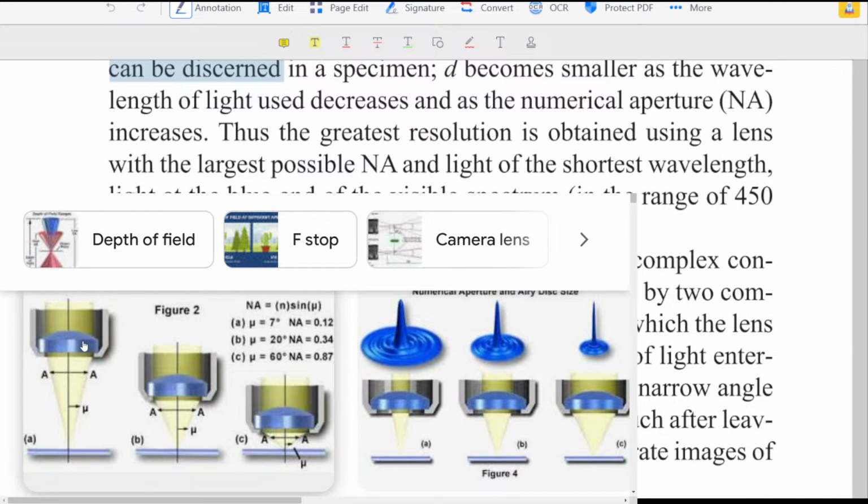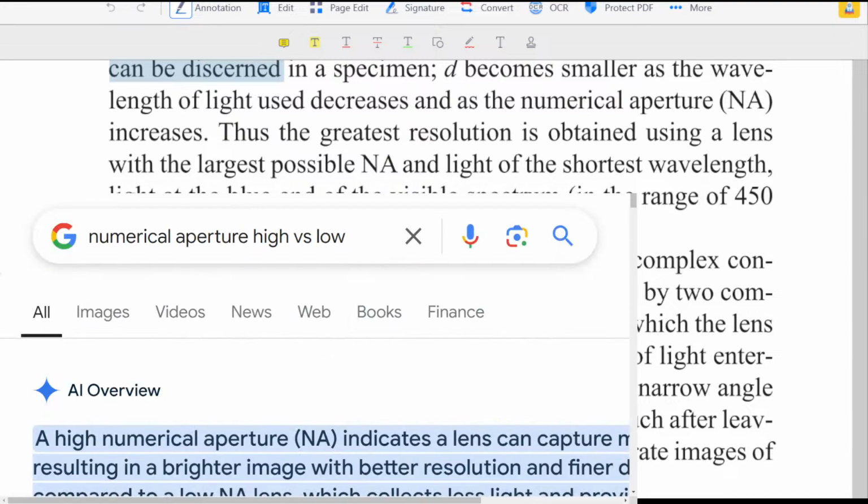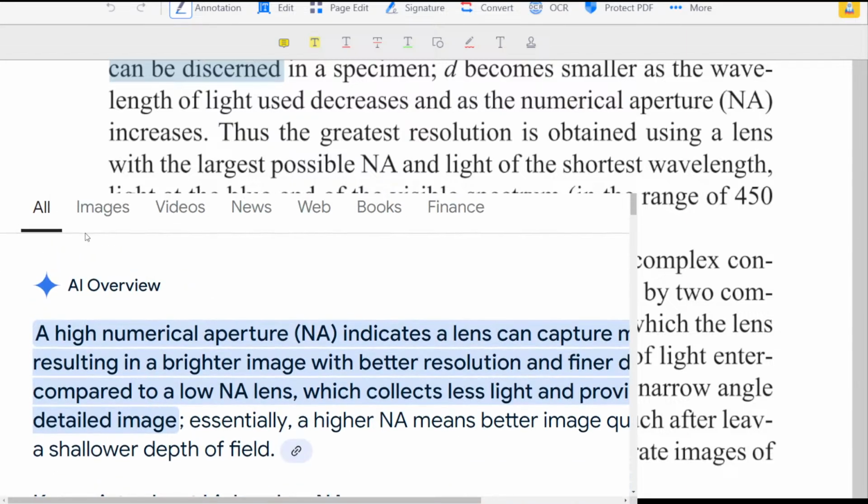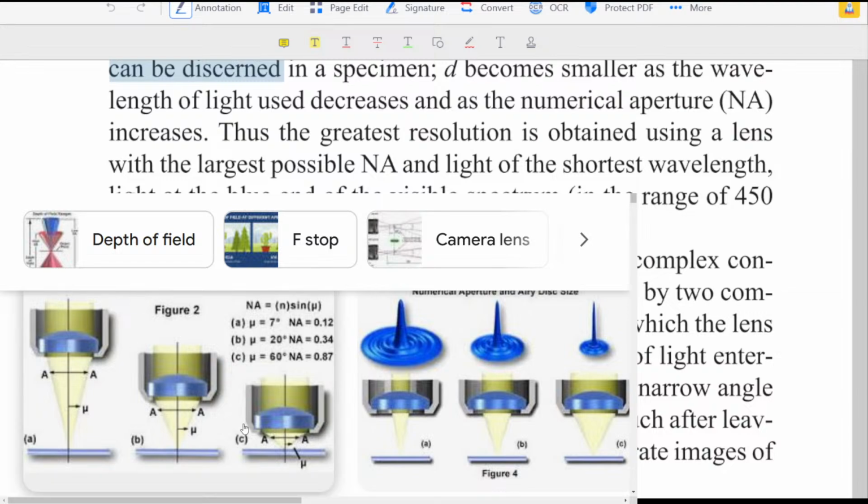Alright, so as you can see, the first one, the smaller the NA, the numerical aperture was. No! Didn't it need to be high? It needs to be high. A high number indicates the lens can capture more light. So we need the highest one, and that is 0.12. Oh, sorry guys. Yeah, 0.12 is the largest number, 0.87 is the smallest number.